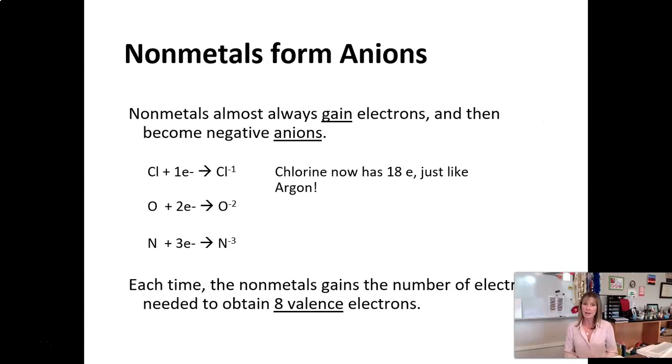Nonmetals will form anions. They'll form those negative ions because they always gain electrons. If there are atoms that have 5, 6, or 7 valence electrons, it's easier to gain 3 or 2 or 1 electron than it is for it to go get rid of these and find more. It's just a big mess. So the least amount of work would be for the nonmetals to gain the electrons. Each time the nonmetals gain electrons, they'll have 8 electrons in their outer energy level.